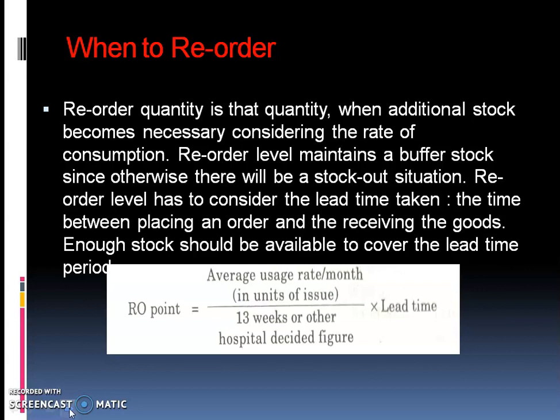Reorder level has to consider the lead time taken, so the time between placing order and receiving the goods. Enough stock should be available to cover the lead time period. So reorder point is when average usage rate per month in unit of issue divided by 13 weeks, or other hospital decided figure, into the lead time.